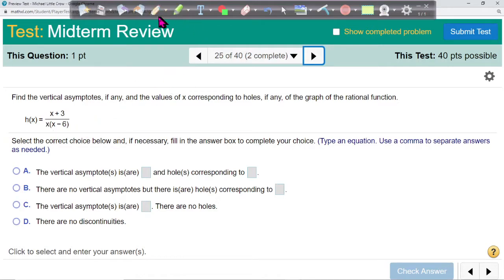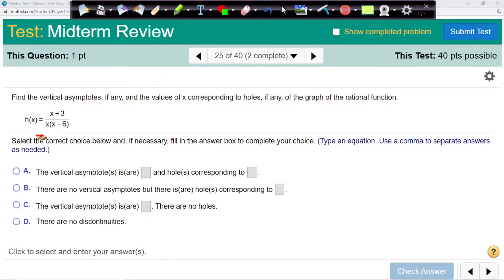What you'll see is that there are, not holes, there'll be asymptotes wherever the denominator equals 0. So we can use our product rule, whenever you're multiplying two things that equal 0, one is 0 or the other is 0. So x equals 0, there's one asymptote. x minus 6 equals 0. Add 6 to both sides. x equals 6. There are two asymptotes.